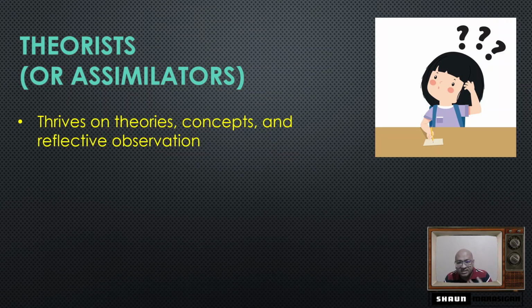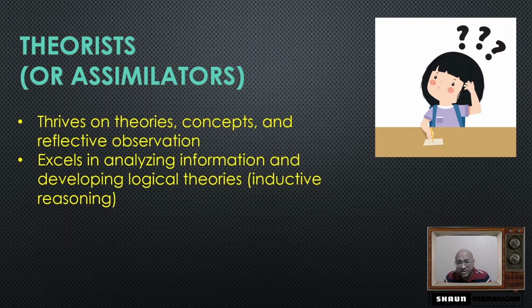As well as reflective observation, which involves examining and processing these theories. So theorists most especially excel in analyzing information and developing logical theories. Their strength lies in inductive reasoning, moving from specific observation to general conclusions. This type of learner often prefers individual activities that allow for deep reflection rather than group discussion.